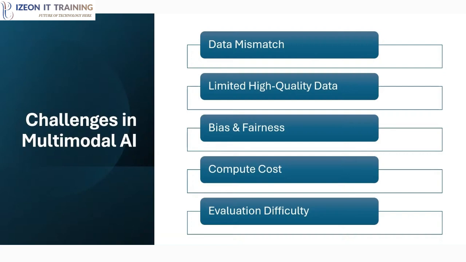So, in simple words, multimodal AI can process and combine multiple types of data such as text, images, audio, and video. It's already in use in things such as GPT Vision, Google Lens, self-driving cars, and healthcare AI. It's a big step towards AI that can understand the world like humans do.